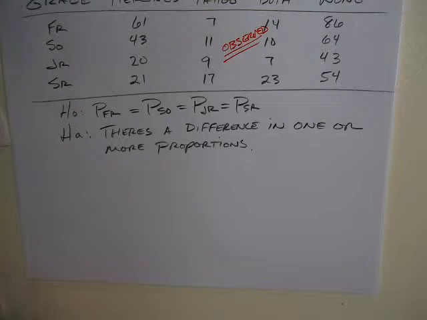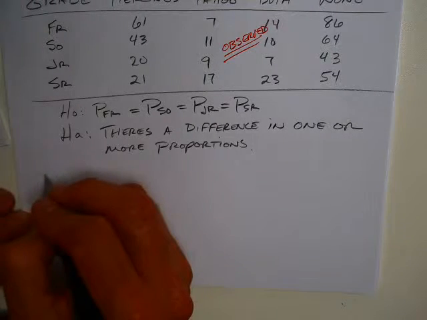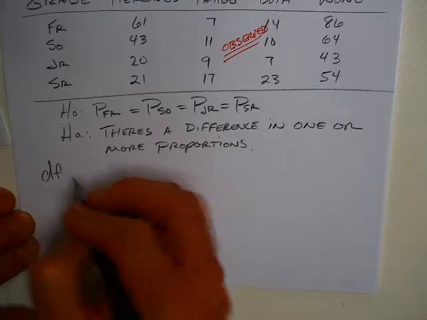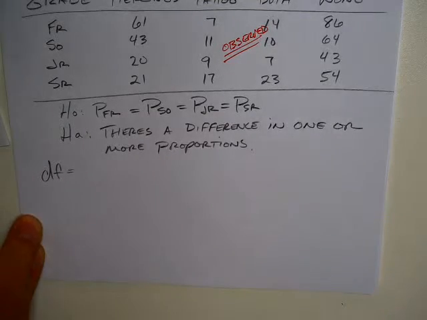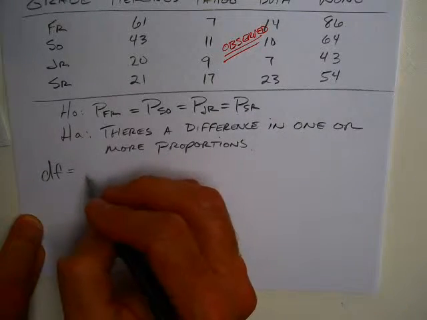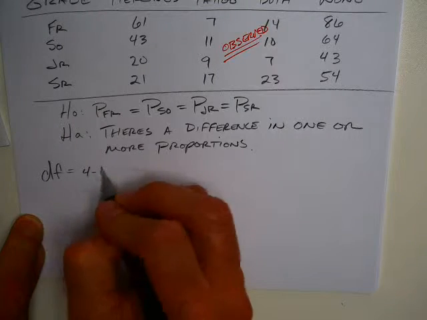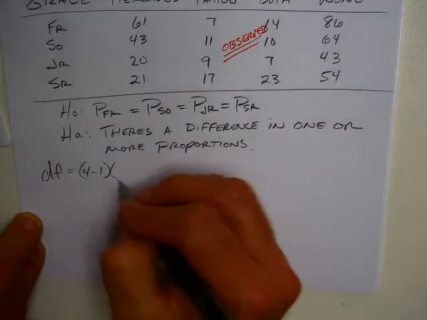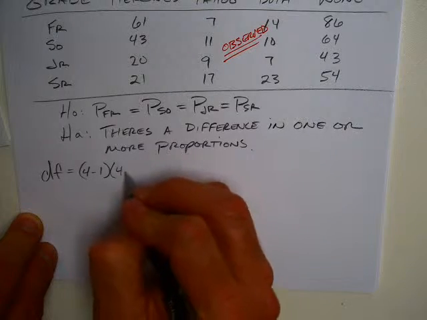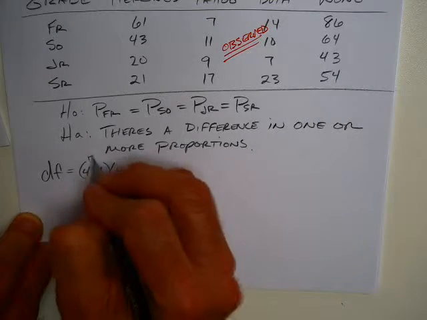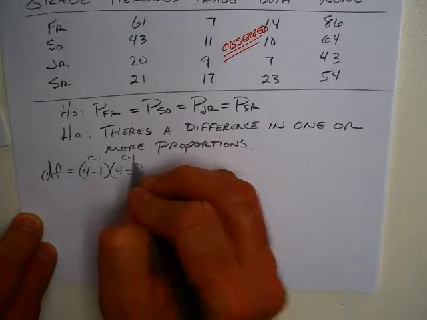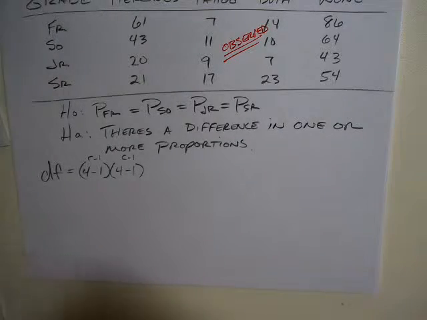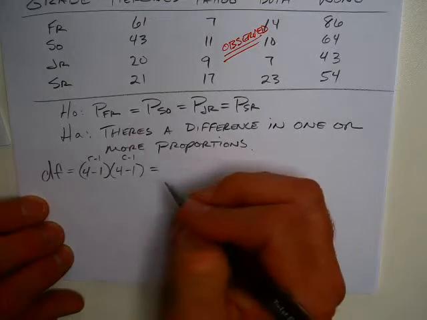How's that? Okay. So degrees of freedom. 4 minus 1, the number of rows minus 1, times the number of columns minus 1. So row minus 1, column minus 1, which is going to give us 3 times 3 is 9.